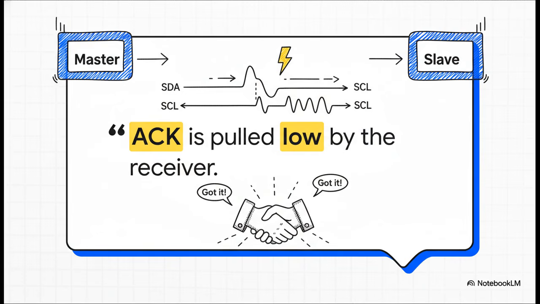Third, that handshake, that ACK signal. It's the essential confirmation baked right into the protocol. After every single byte of information, the device that's receiving it has to pull the data line low to say, "Roger that, got your message loud and clear." Without that little confirmation, the whole system would be flying blind.